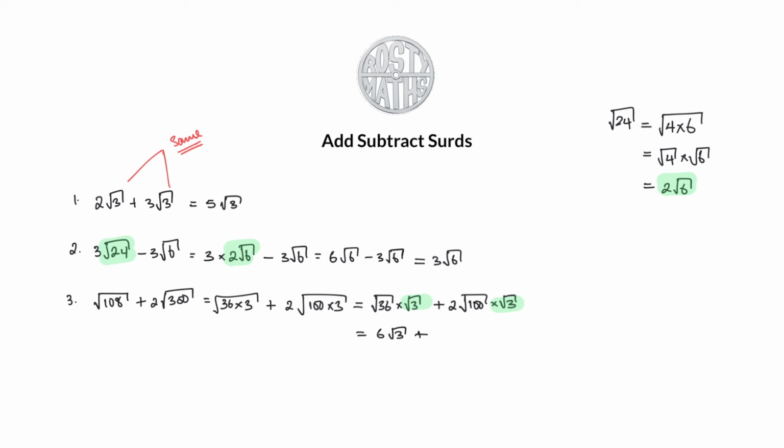And add that to the square root of 100 is 10. That 10 will multiply by 2 and become 20. So this becomes 20 root 3. They've both got root 3's, which is what I wanted. So now it's a simple job of adding them together. 6 add 20 is 26 root 3's. And just like that, this is finished.